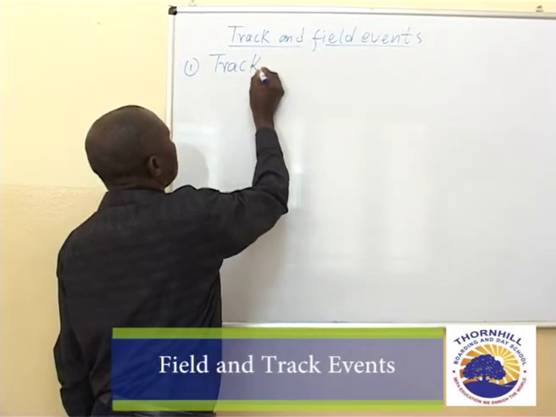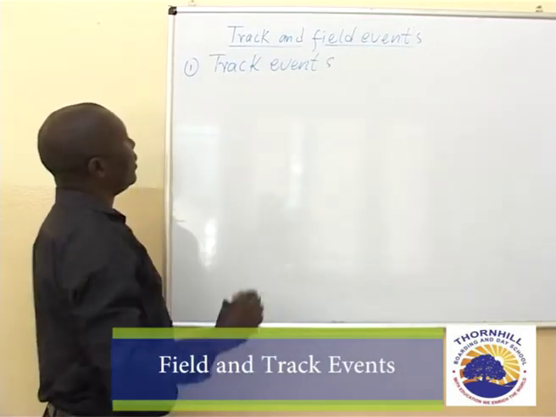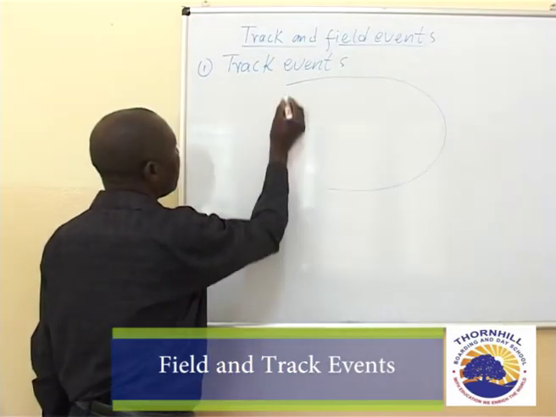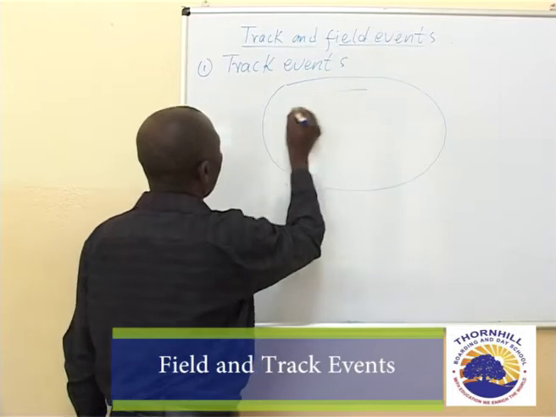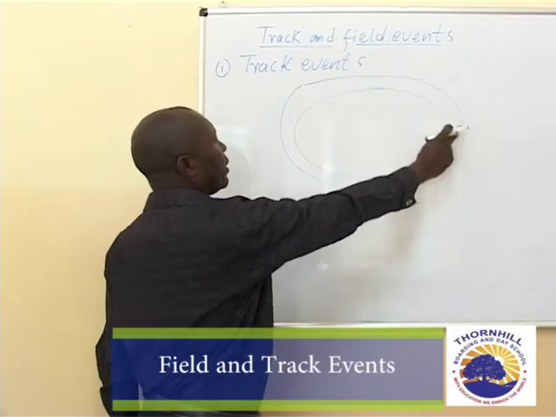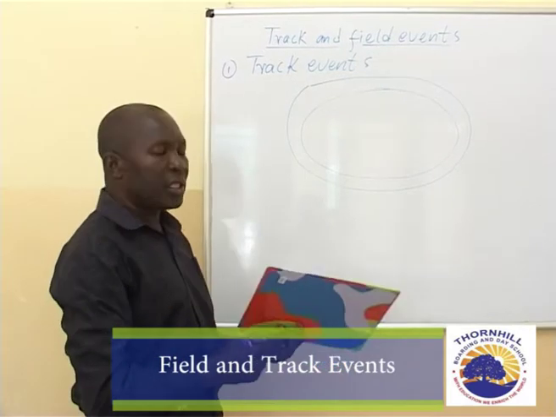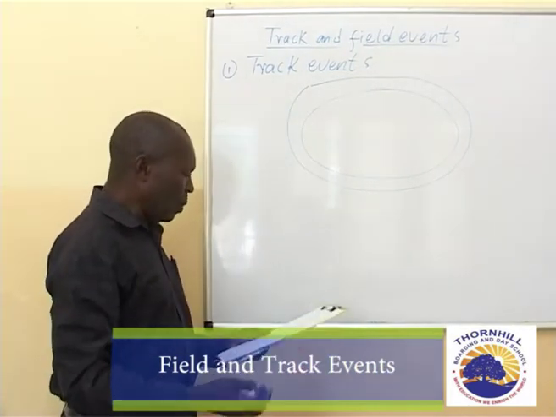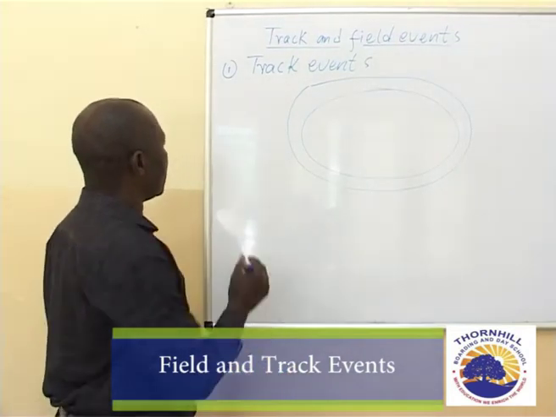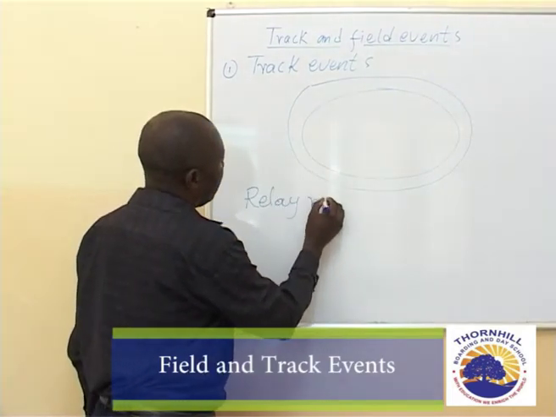Track events usually involve the track, that is the running track. This is a simple drawing of a running track. So the activities that happen along the running track are the track events. Mostly the track events involve running. We have some types of relay races. These are track events, relay races.